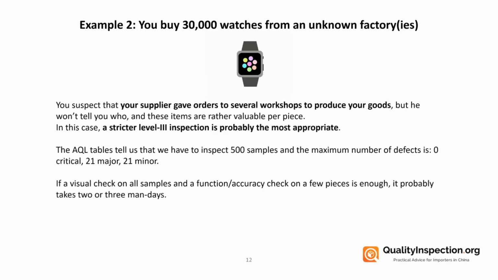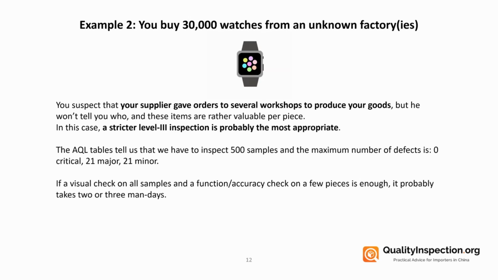The reason we're talking about unknown factories is because your supplier has given orders to several workshops to produce your goods, but they won't tell you who. And these items are rather valuable per piece. So because of your lack of information, a stricter level 3 inspection is probably the most appropriate.